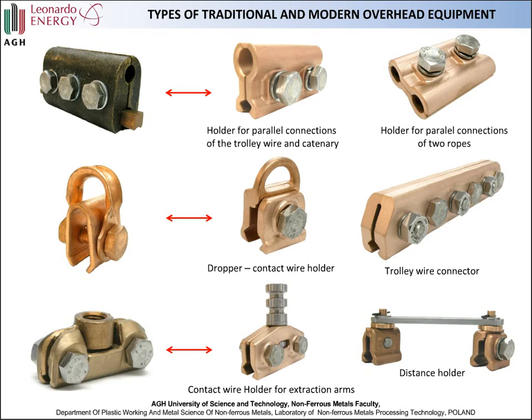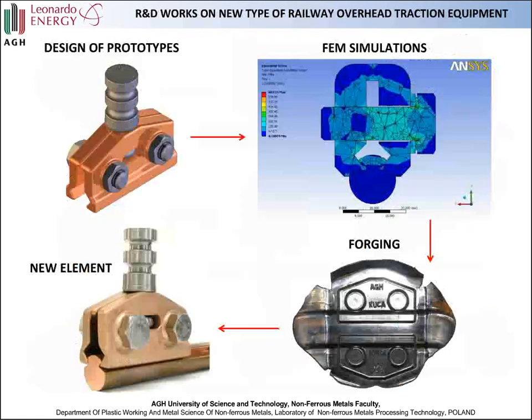And here we can see the examples of old equipment and new equipment for holder for parallel connections of the trolley wire and catenary, also for dropper contact wire holder and contact wire holder for extraction arms, and some other examples which are shown on the right-hand side of the slide.